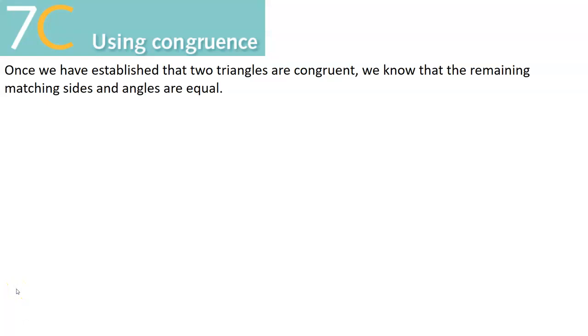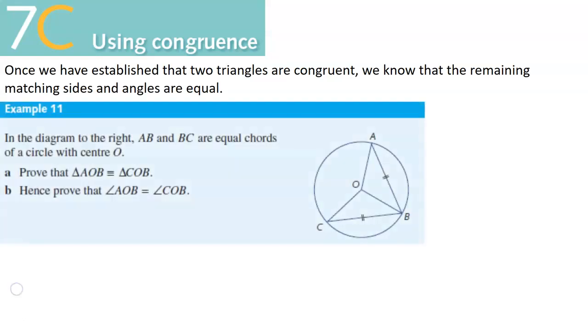Hello Year 9. So in our third lesson on using congruence, we're going to build on what we did last lesson, proving that two triangles are congruent and then using that to prove other things. So once we know that two triangles are congruent, we know that all matching sides are equal and all matching angles are equal. So let's have a look at this example.